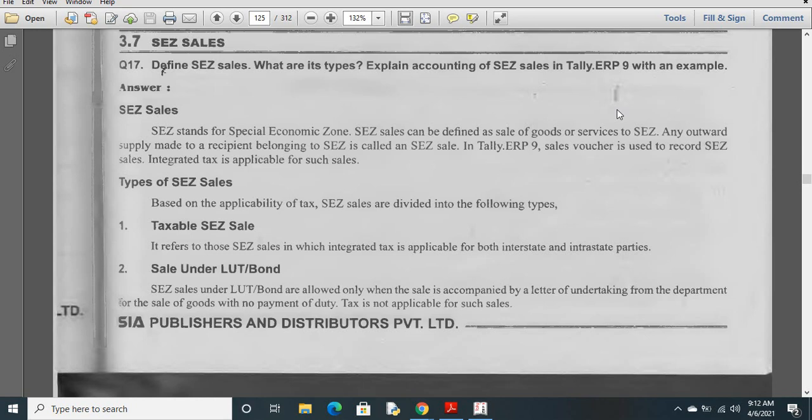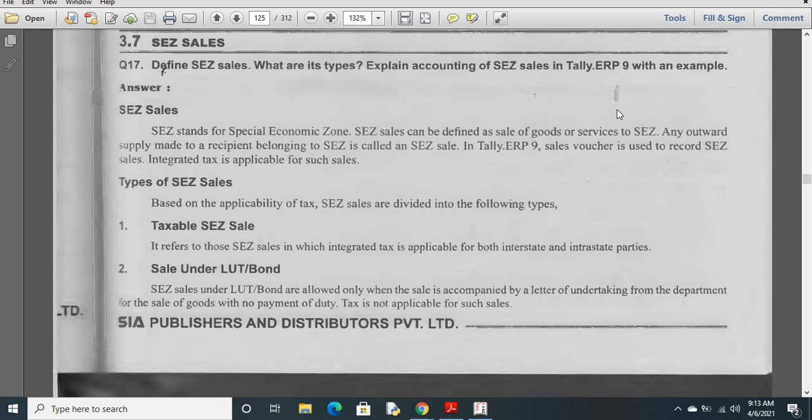So, SEZs are special economic zones. If you do any transaction with SEZ sales, people will have some exemptions and some relaxations. Those kinds of zones are considered special economic zones.